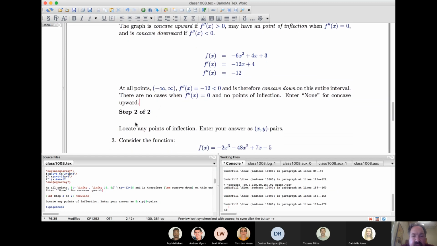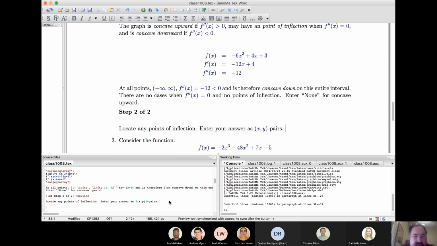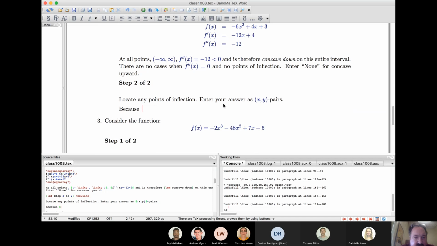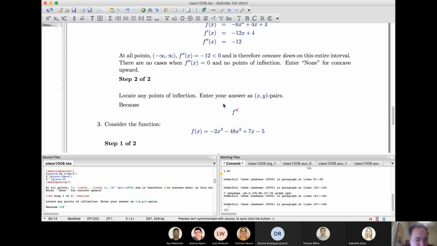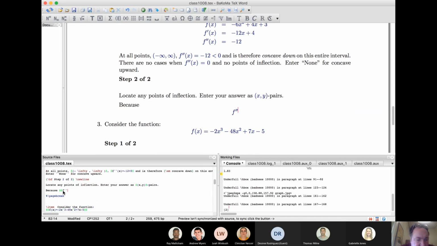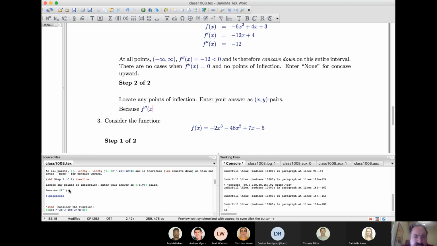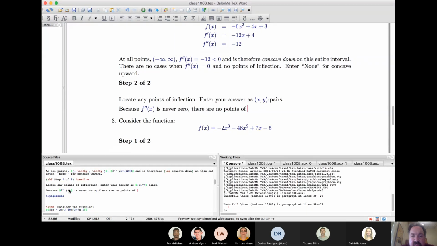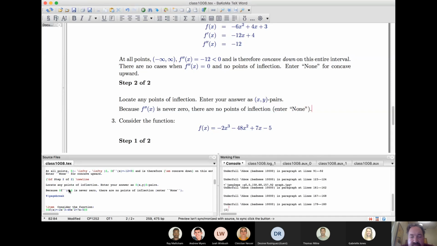The second step is locate any points of inflection. So in this case, because f double prime is never 0, it's always equal to minus 12, there aren't any. So there again, you would enter none.